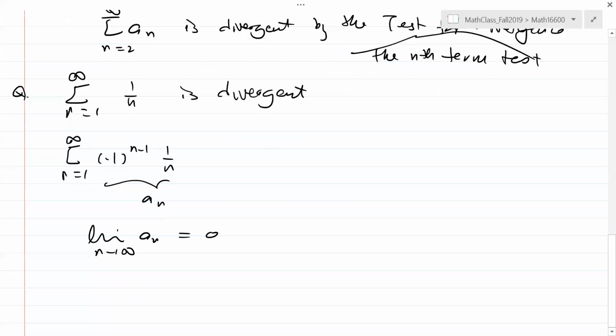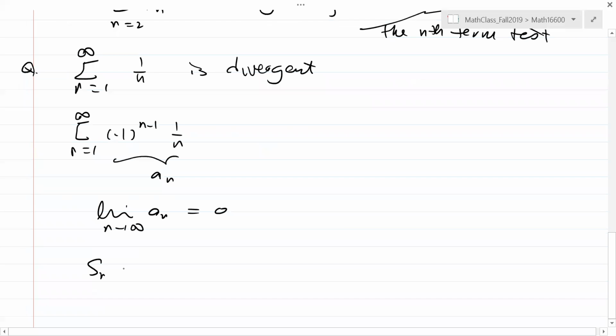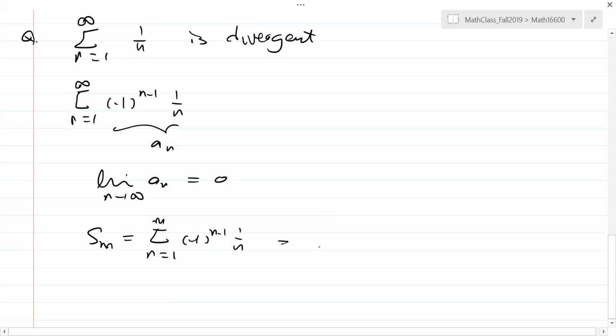The original definition is the partial sum, right? The question is whether this has a limit or not. When you write down the details, you get 1 minus 1 over 2 plus 1 over 3 minus 1 over 4, and the last term depends on whether m is even or odd, right? So I don't know. I just say minus 1 to the power m minus 1, over m.